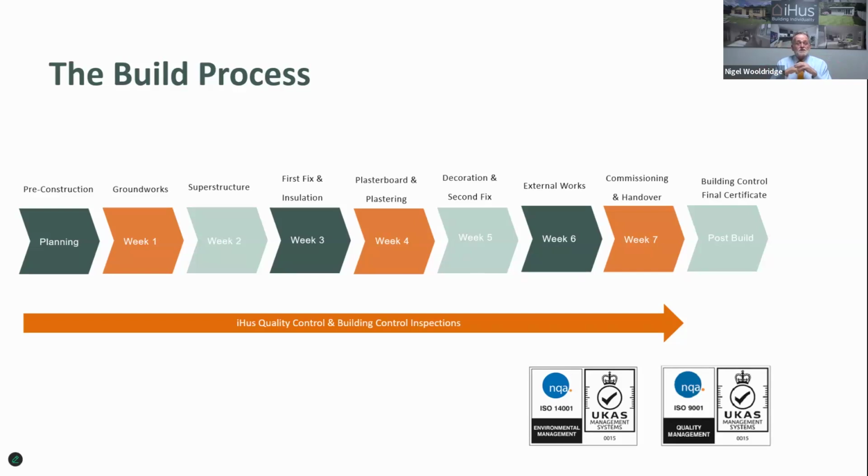Week 6, all the external works are finished off. So the finalisation of the roofing materials, the guttering, the soffits, the fascias, and making sure all the cladding is exactly how it should be. And then week 7 to week 8, you're in commissioning and handover.